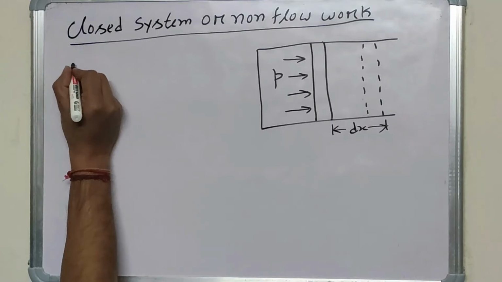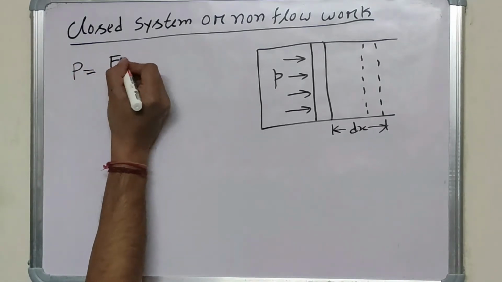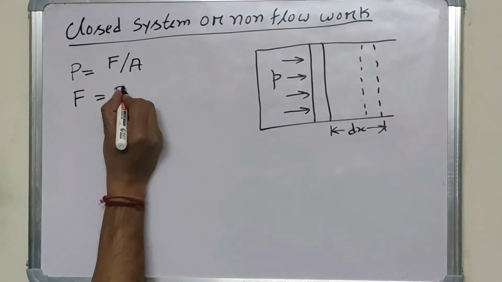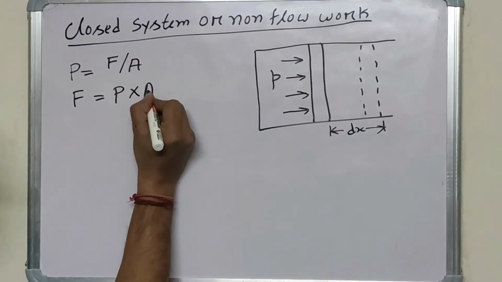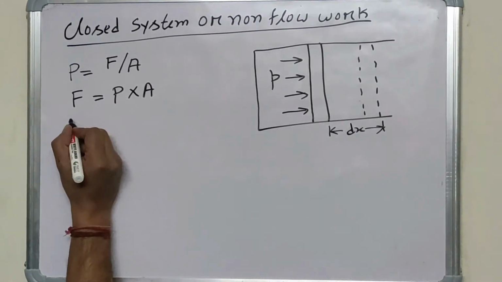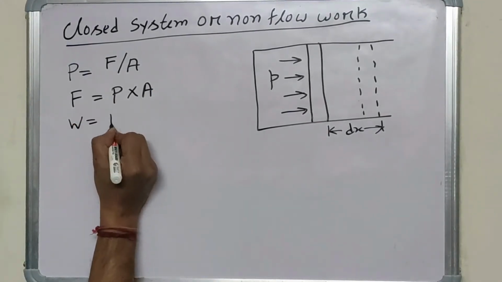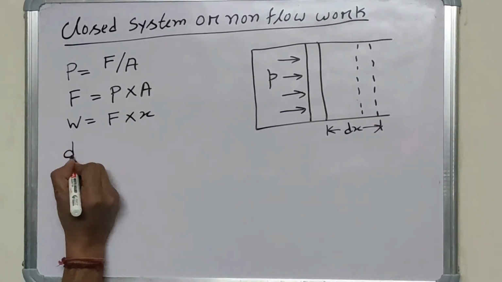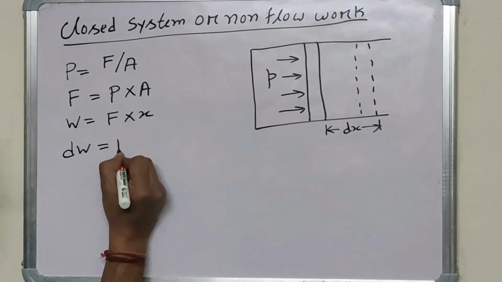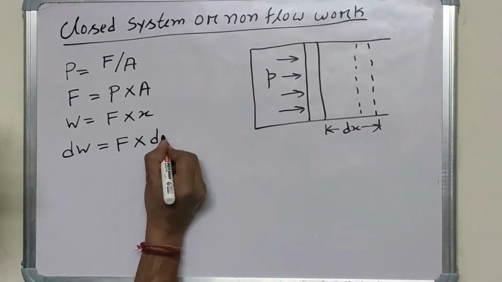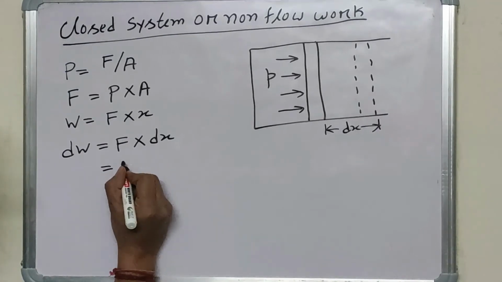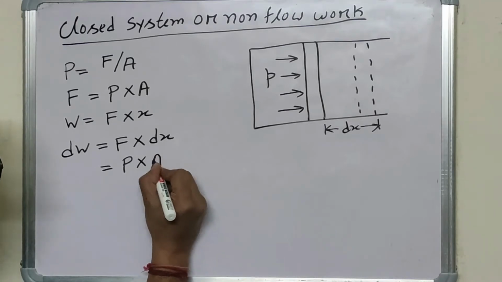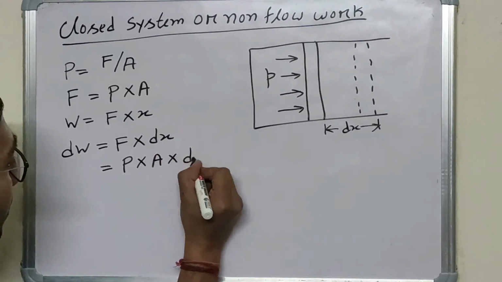So the pressure is equal to force divided by area. Force equals pressure into area. The work done by this process, W, equals force into displacement. So del W equals force into dx. From that we can find that force equals pressure into A, that is the area, and then dx.